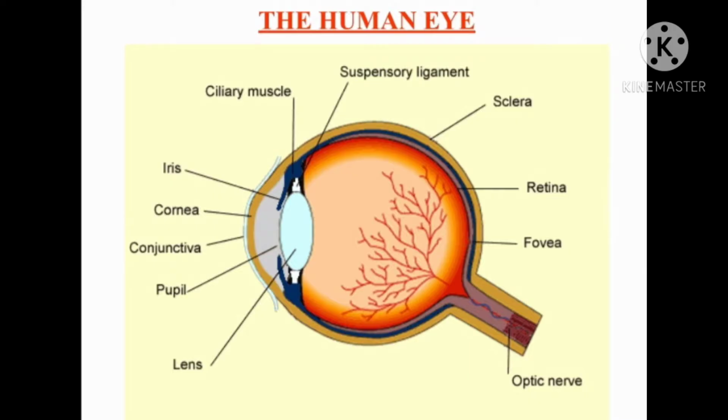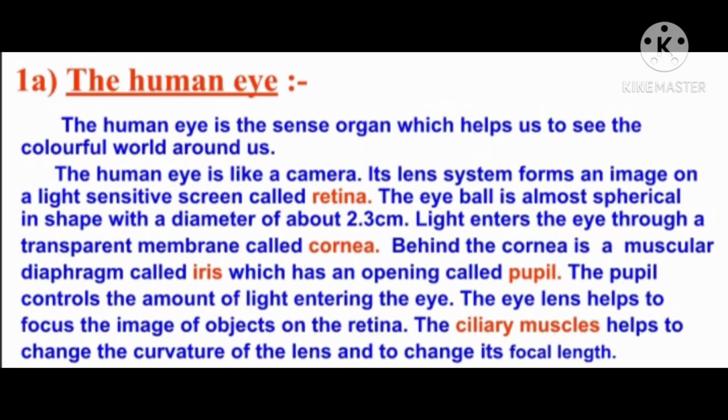The human eye is one of the most valuable and sensitive sense organs. It enables us to see the things around us. The human eye is just like a camera. Its lens system forms an image on a light-sensitive screen which is called the retina. The eyeball is almost spherical in shape with a diameter of 2.3 centimeter.